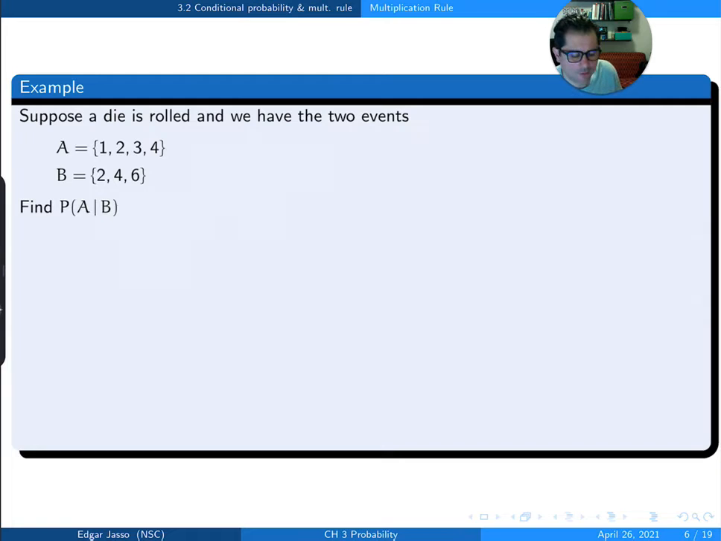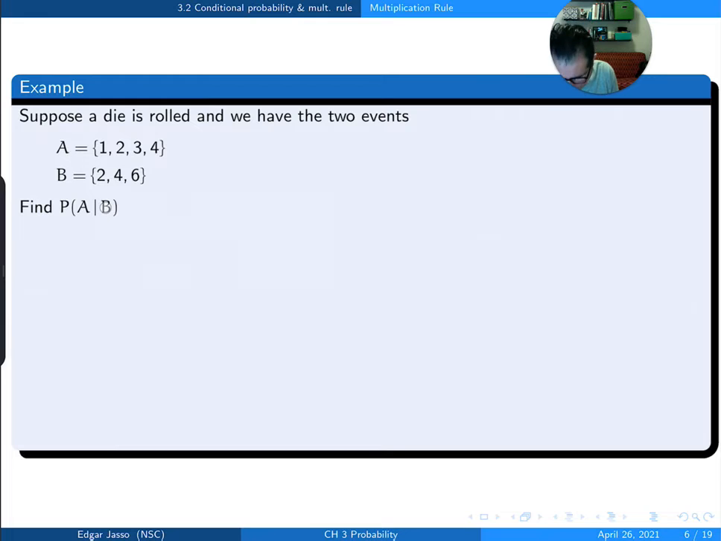Okay, so I'm going to do another short example here of conditional probability. I'm rolling a die and I have two events. A is the event that the die landed on a 1, 2, 3, or a 4. And B is the event that it landed on a 2, 4, or a 6. And I want to find the probability of A given B. That means the probability that A happened, knowing that B did happen.